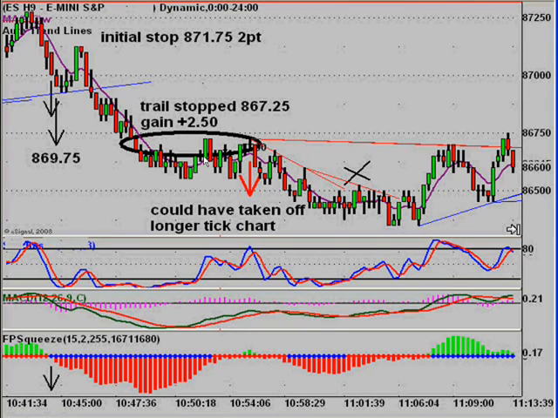Now if you're exiting in increments, then you would have had a better gain than that, but this is based on trading one contract just using the trail stop method.